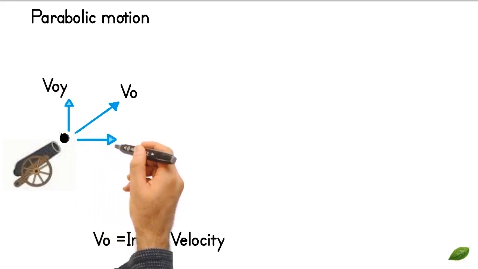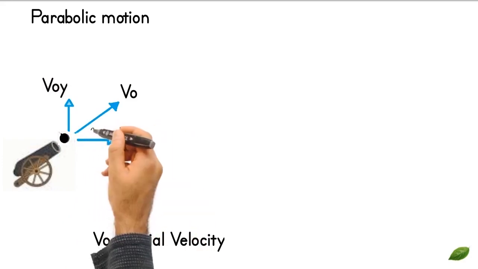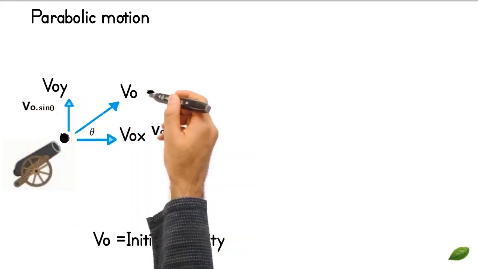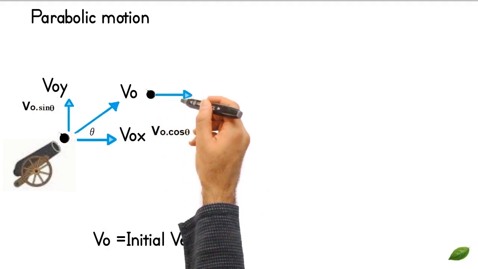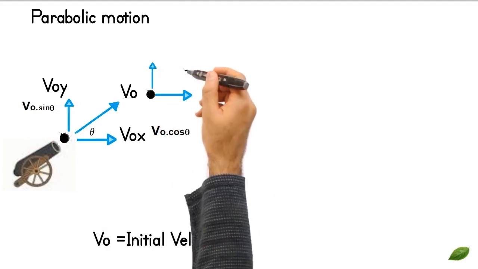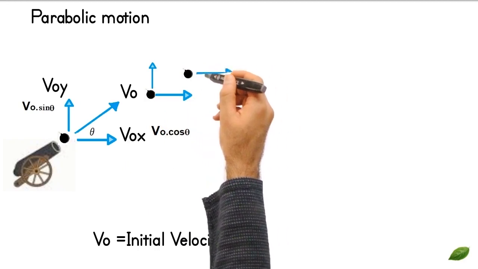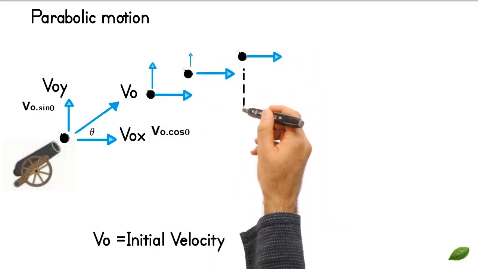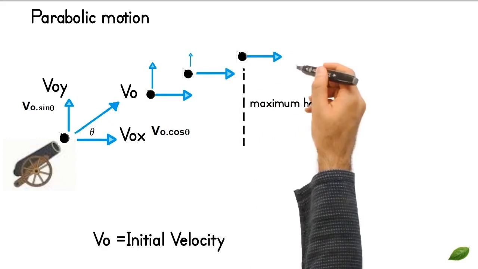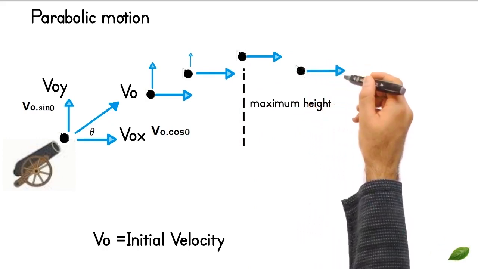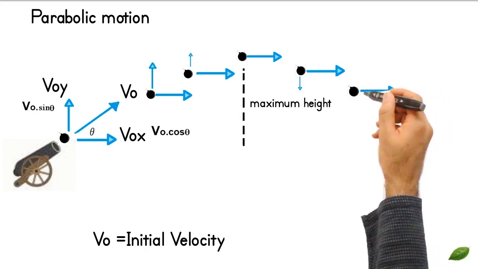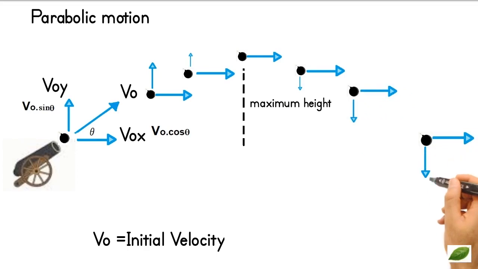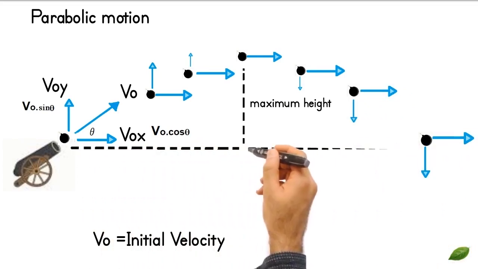With an angle of elevation theta, v0x is v0 times cosine theta and v0y is v0 sine theta. As you can see, the y movement is a vertical motion, so the velocity reduces until it reaches the maximum height. After it reaches maximum height, it accelerates downward and the velocity becomes bigger. The x component is uniform speed or constant velocity, so it remains constant. That's parabolic motion.